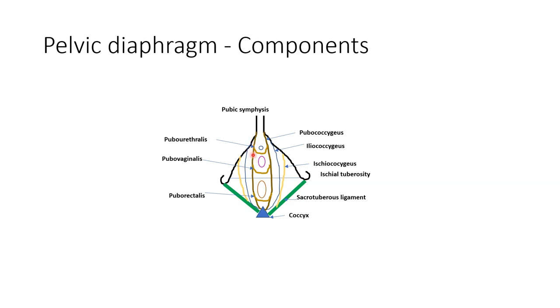The one along the urethral opening is called the pubourethralis, and the sling around the vaginal orifice in females is the pubovaginalis, and around the rectum is called the puborectalis. That's about the pelvic diaphragm. You will learn in detail in the discussion on pelvic diaphragm.